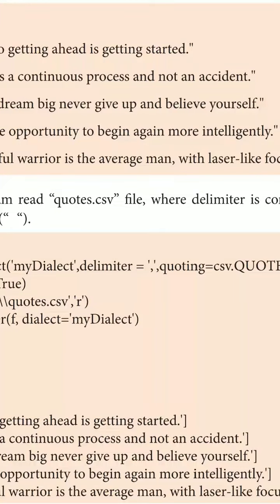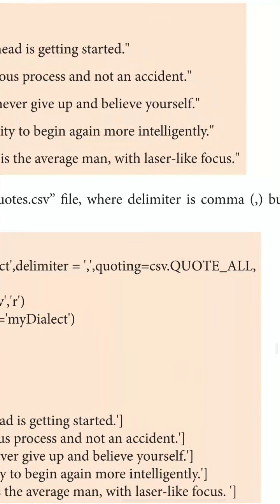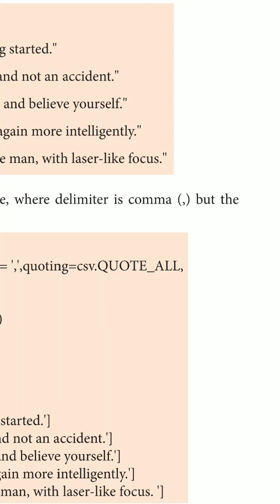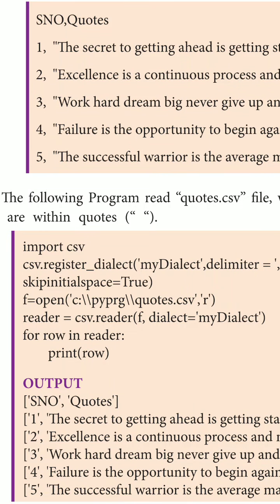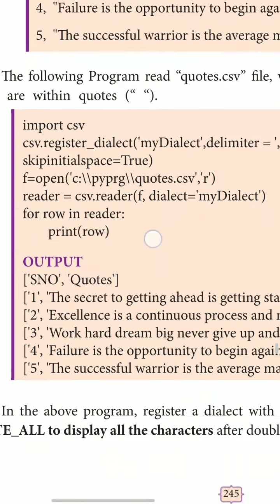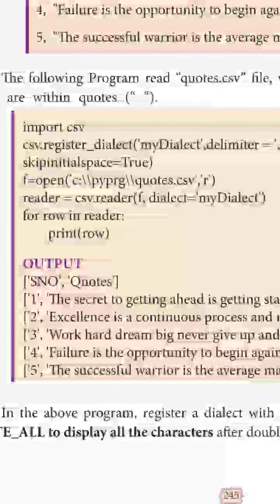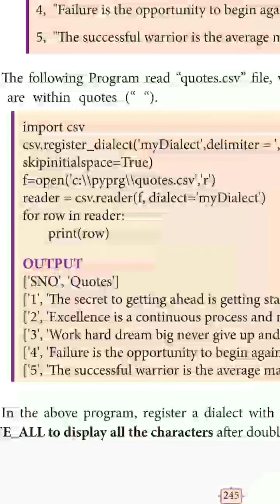So this dialect is only for you, so you can name it; my dialect is the name, and delimiter is equal to comma, but quoting is equal to csv.QUOTE_ALL. Okay, so it will quote all the fields in the CSV file, and you can see that skip initial space is equal to True. Okay, so here you can see that in the output it will provide single quotes to all the data in the CSV file.